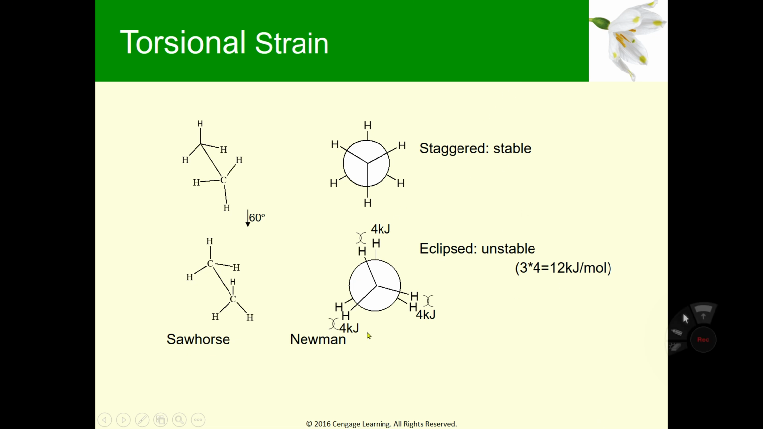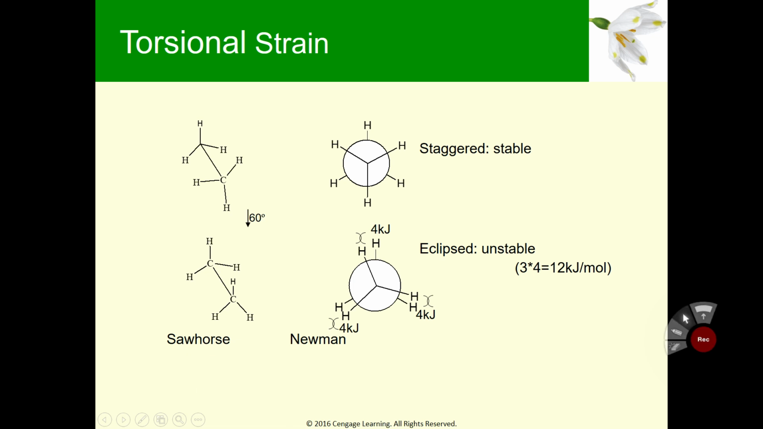But this stability is a relative energy state. And when we compare the energy of these two conformers, we think the energy due to CH bond eclipsing is about 4 kilojoules. Because you have 3 eclipsed CH bonds, the energy of this compound will be higher, about 12 kilojoules compared to the staggered form, right? Okay.